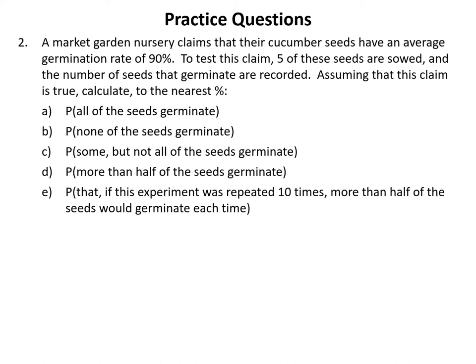Part C, the probability that some but not all of the seeds germinate. Part D, the probability that more than half of the seeds germinate. And part E, the probability that if this experiment was repeated 10 times, more than half of the seeds would germinate each time.